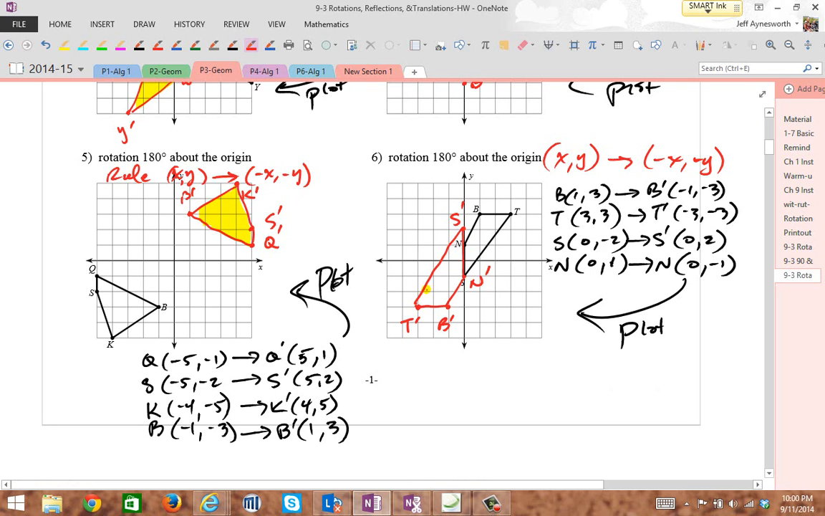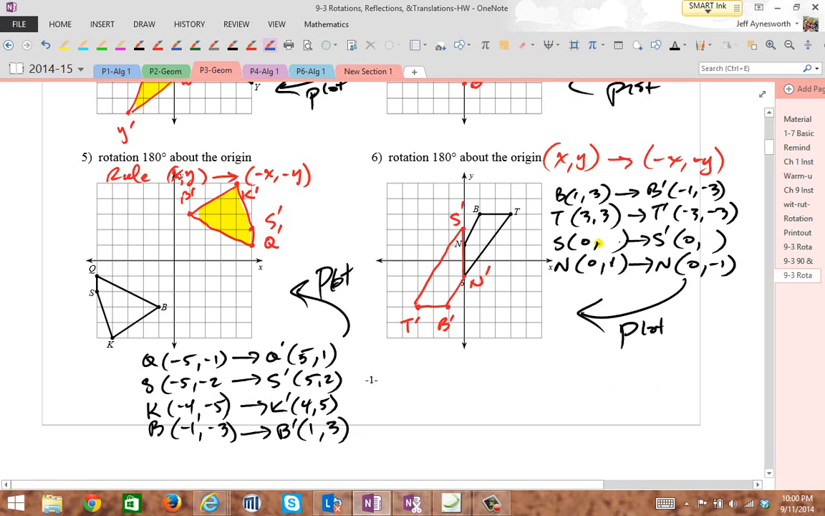Let me see here. I think something happened here. Let me double check something. Something's weird. Looks weird. It's right here. S prime's off. Oh, I see it now. Okay, got it. S is not 0, -2, it's 0, -1.